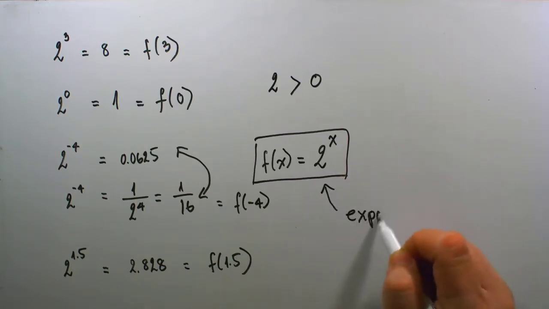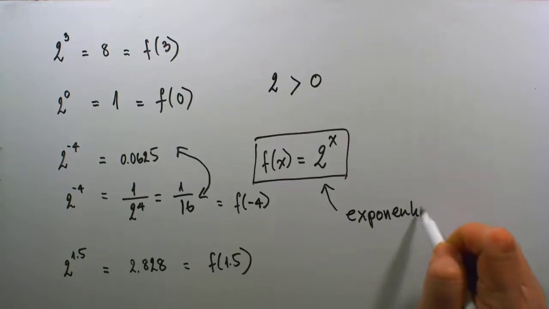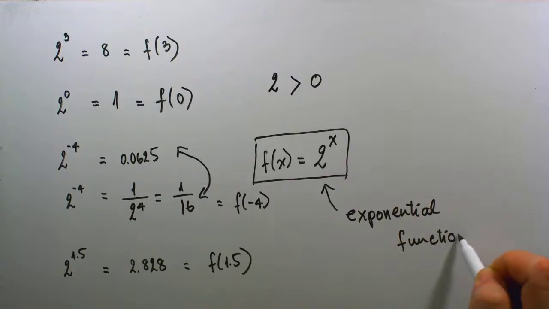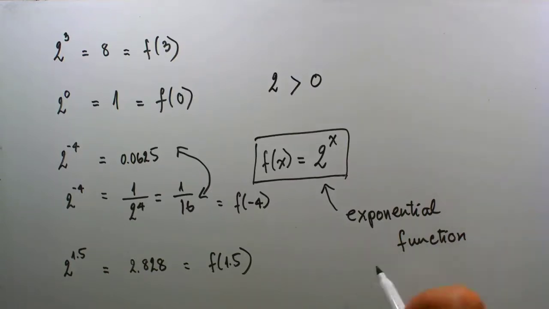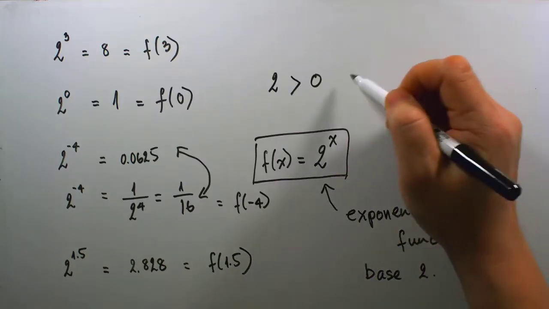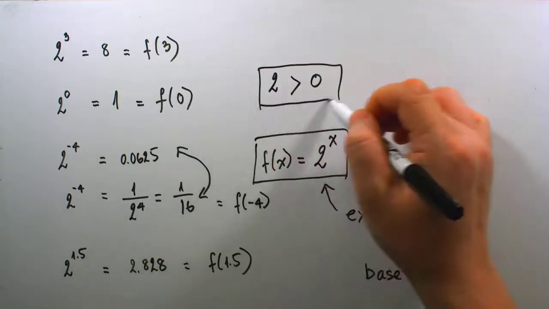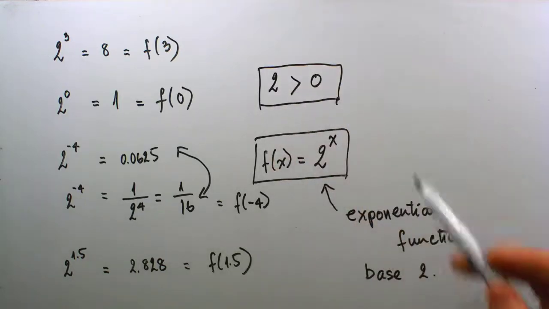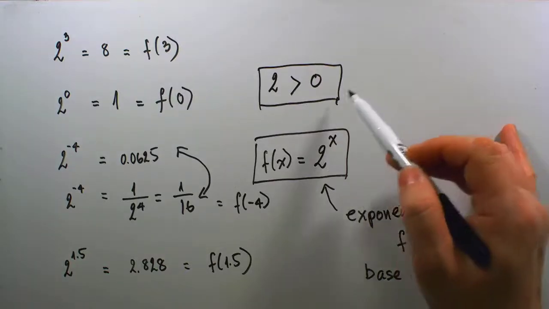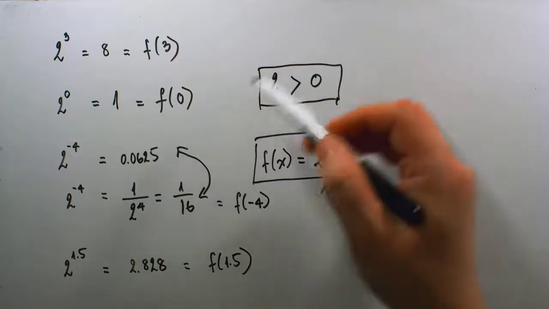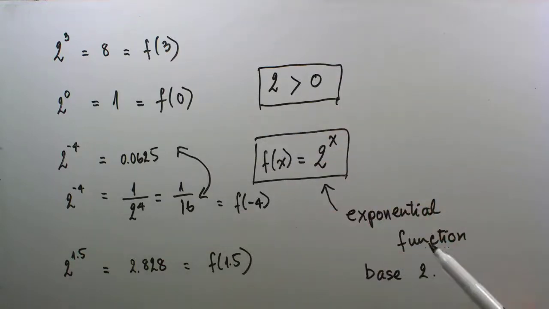So what we have here is an exponential function, more specifically with base 2 in this case. I also emphasized this little detail that the base we're using here is a positive value, to get anyone on track to formally defining what an exponential function is.